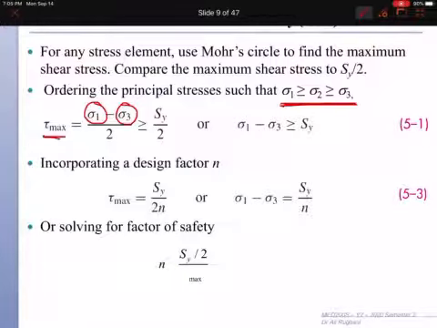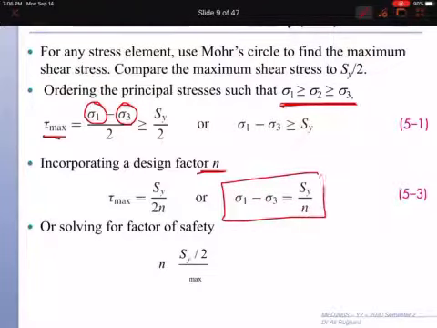Okay, now let's add a factor of safety. We add a factor of safety so we don't reach yield strength. We always want to be in a safe zone, or have a safety margin before we reach yield strength. So this will be your formula. Sigma 1 and sigma 3 are compared to half the yield strength.